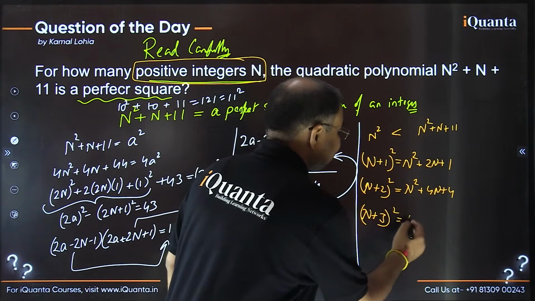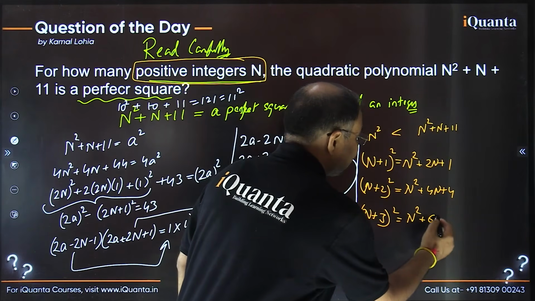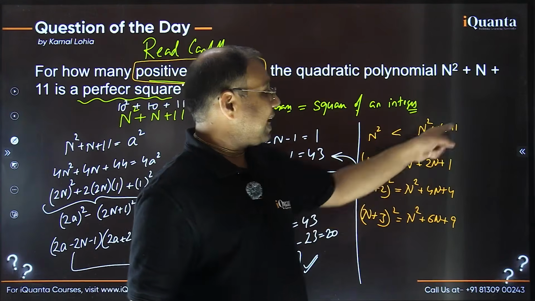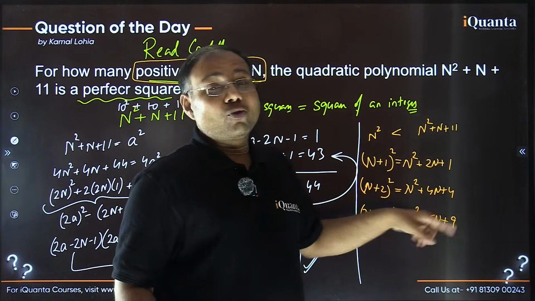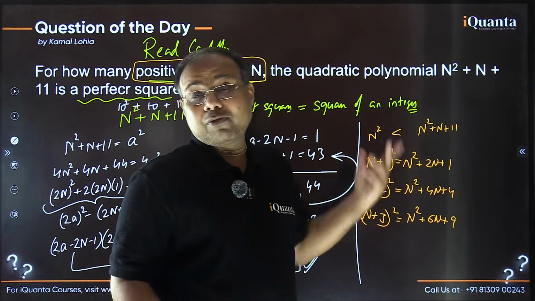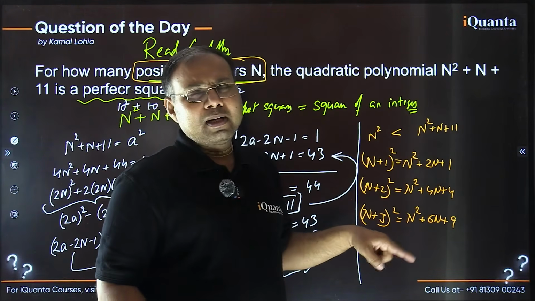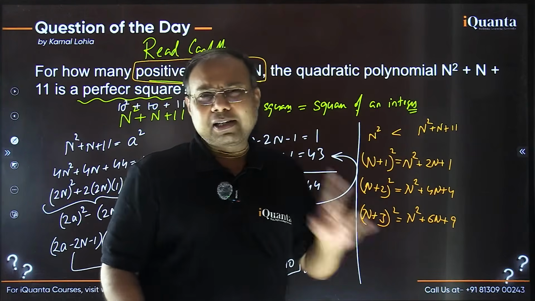in that case, it becomes n square plus 6n plus 9, right? So again, you can see 6n is more than n, but 11 is more than 9, right? So we're still not sure. So these are three values possible, which could be in between. But if I talk about n plus 4 whole square, what would be n plus 4 whole square? Let me not write, just think and tell me.